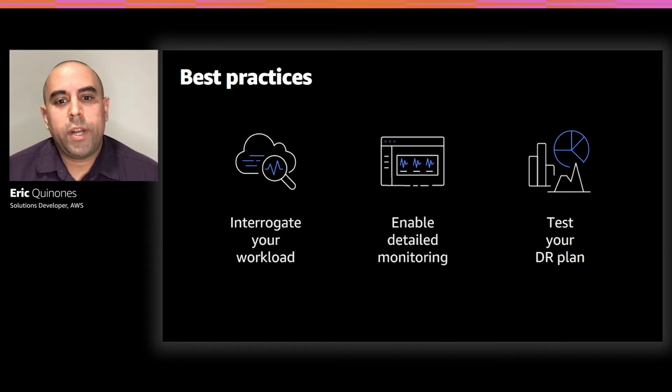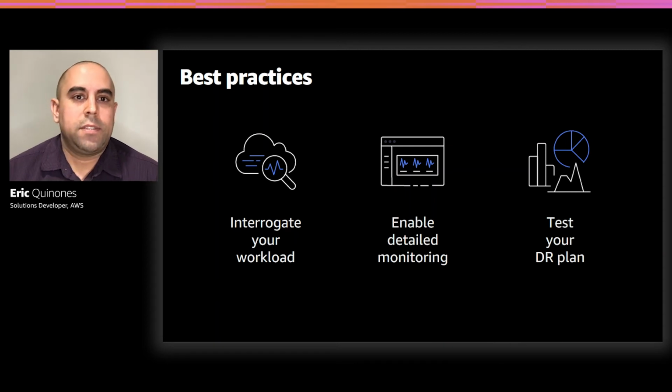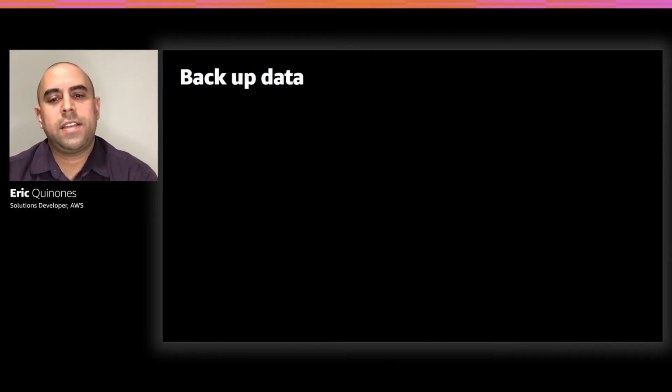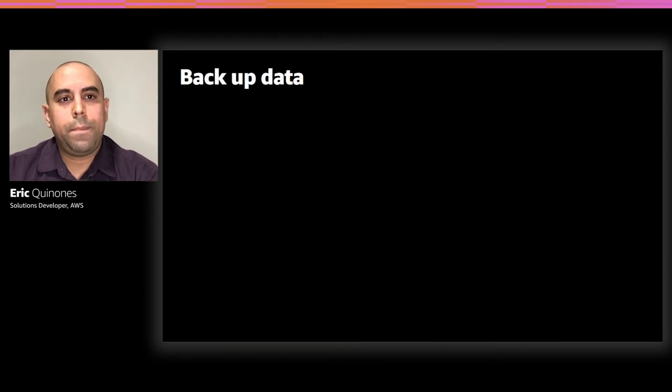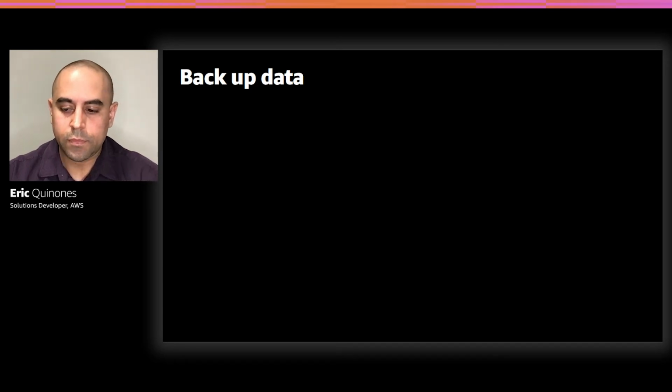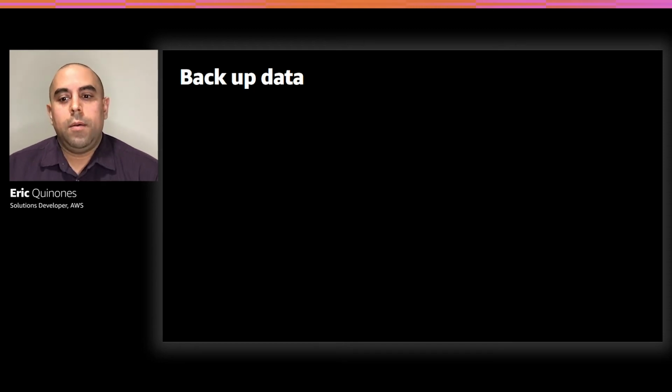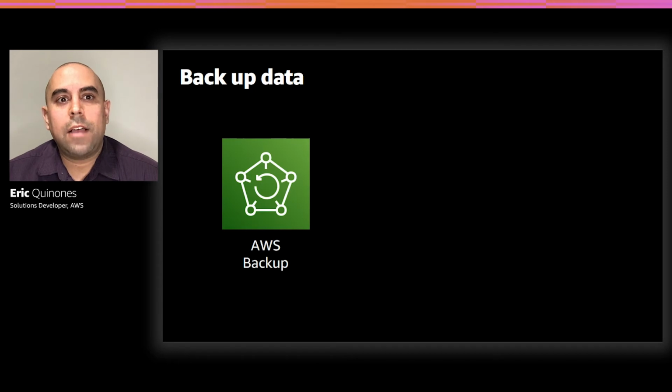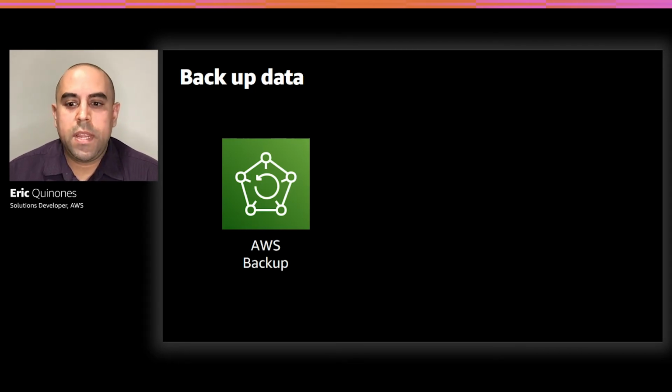I want to talk about backing up our data, since, as you saw from the disaster recovery strategies, backing up our data is such a core component to a disaster recovery strategy. I just want to highlight a couple of managed service features that I think are worth mentioning. The first is the AWS Backup service itself. The AWS Backup service allows us to centrally manage backups for things like EFS, DynamoDB, RDS, and more.